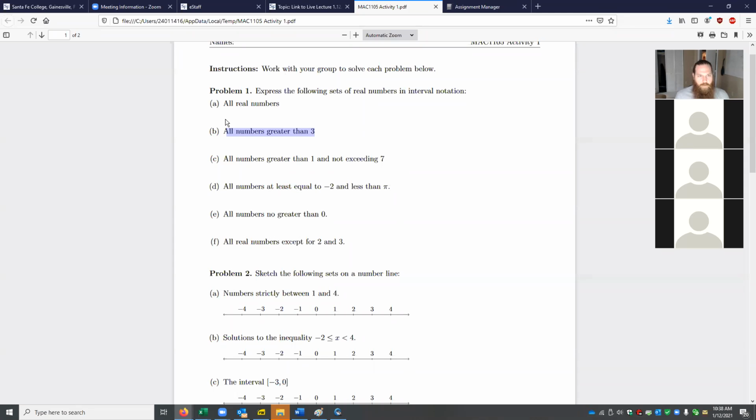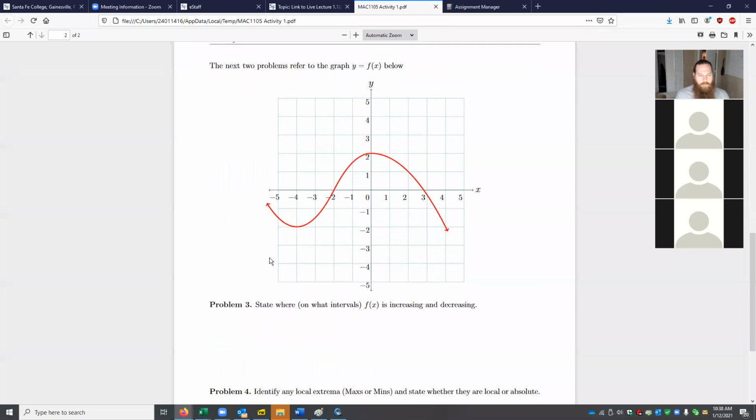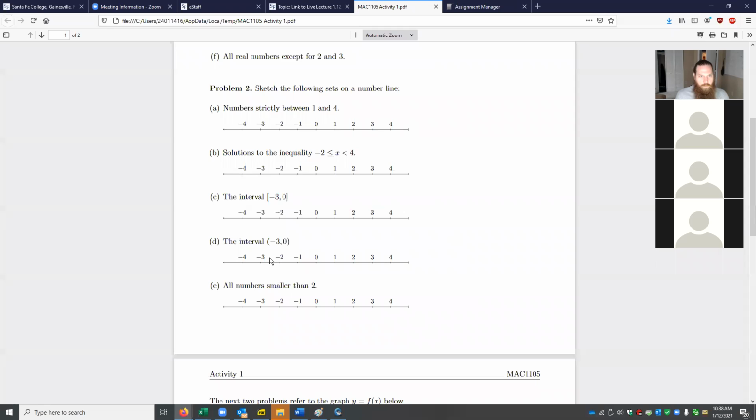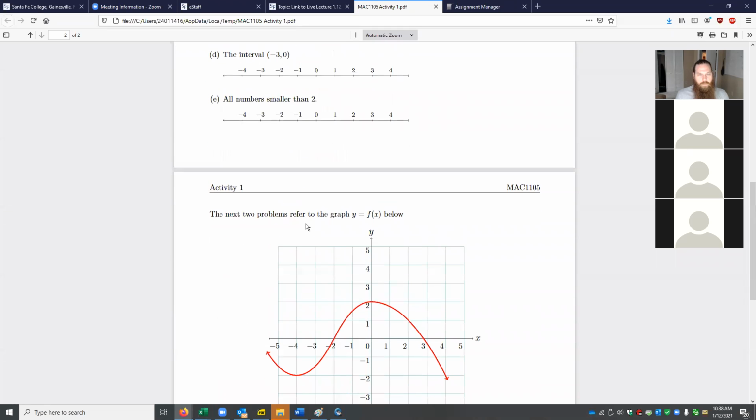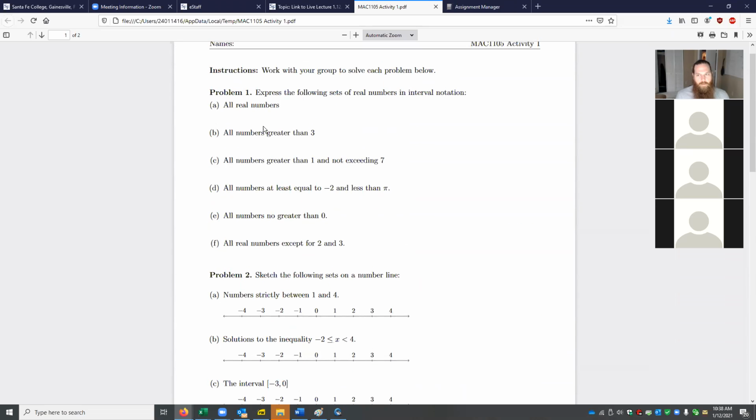And talk through all parts A through F of problem 1 and problem 2 there, parts A through E in problem 2. Don't worry about the reverse page where you've got the function graphed on that thing. We won't talk about that today. Just worry about page 1. I'll come through and bug you about one more of these before we sign out, okay? Thank you. All right.